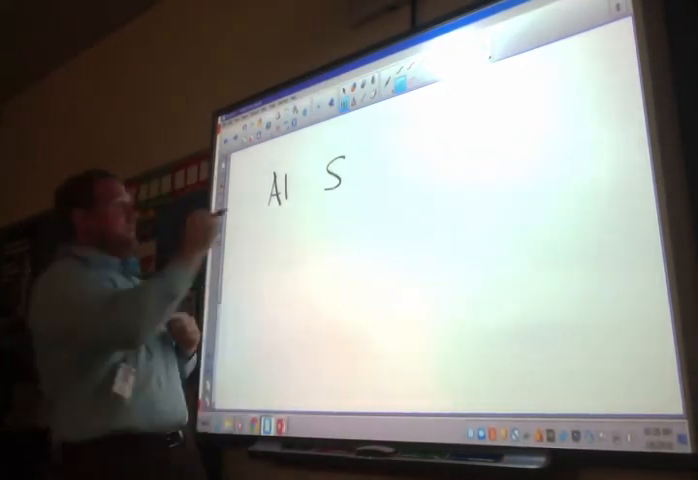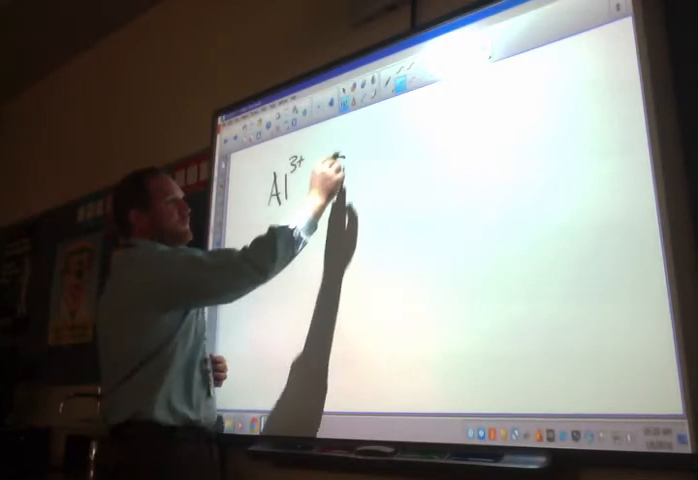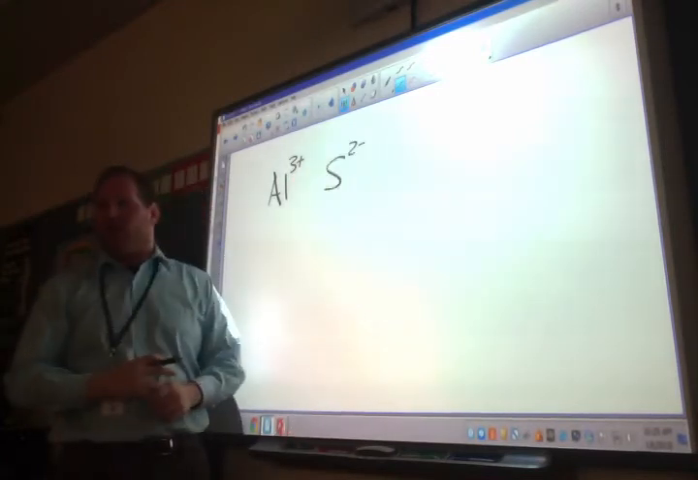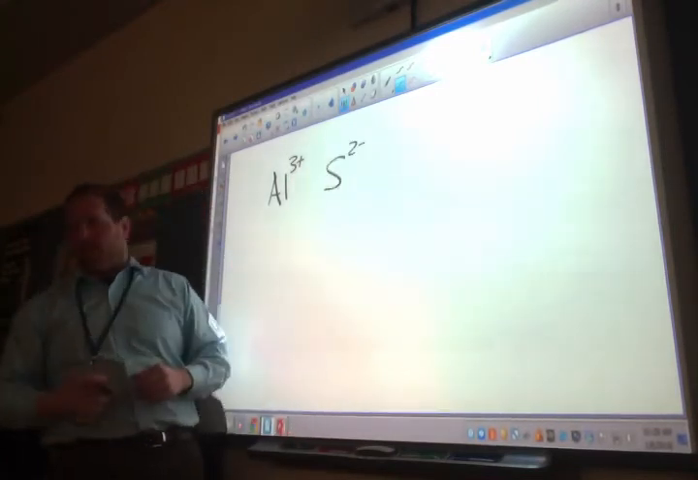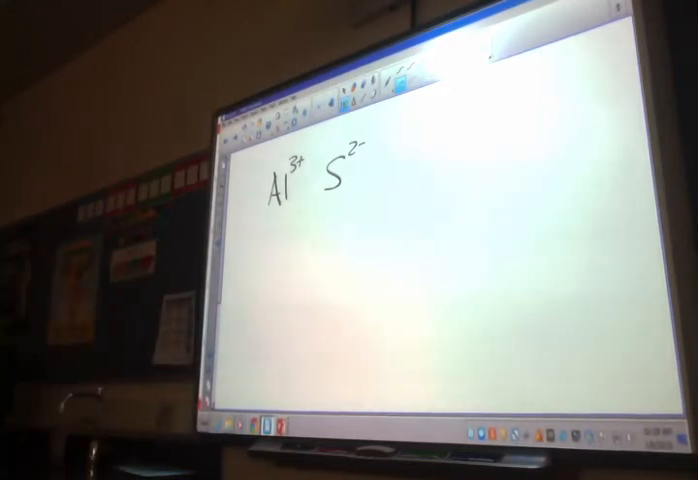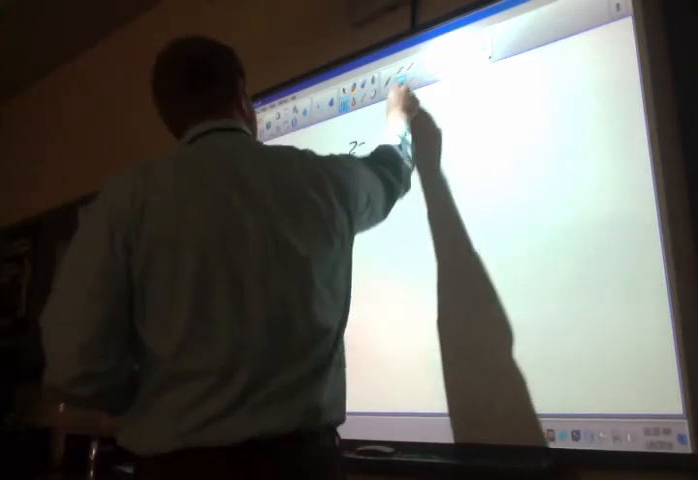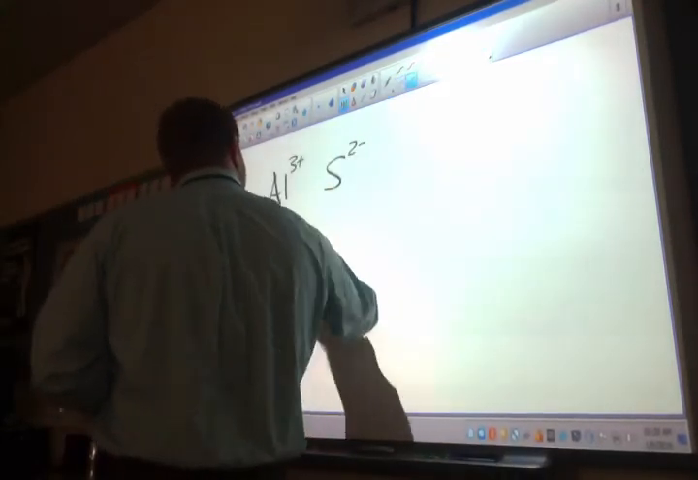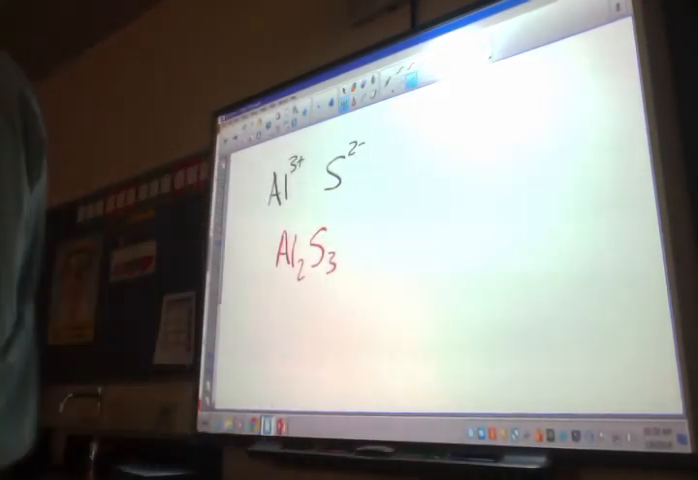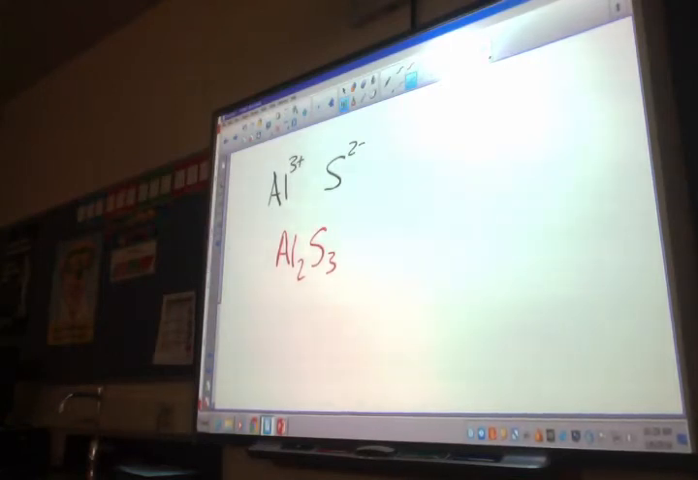Aluminum is going to form a 3 plus charge. Sulfur is going to form a 2 minus charge. So in your notes, write down what that ionic formula is going to be when they bond together. Al2S3, crisscross rule.